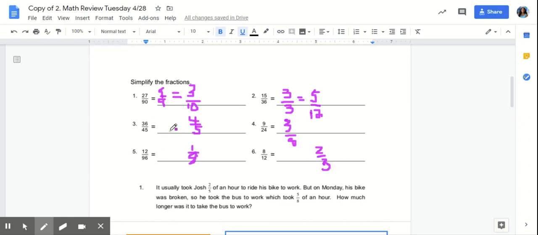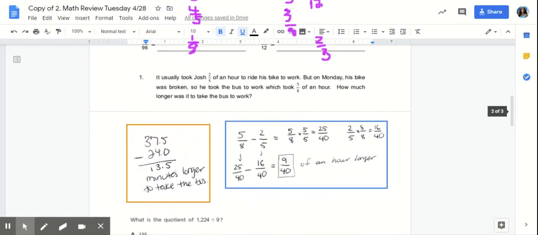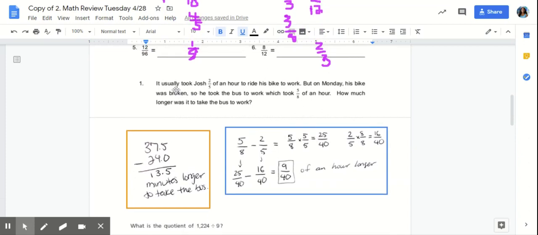Number 3, you should have gotten 4/5. Number 4, 3/8. Number 5, 1/8. And number 6, 2/3. So it usually took Josh 2/5 of an hour to ride his bike to work, but on Monday his bike was broken. So he took the bus to work, which took 5/8 of an hour. How much longer was it to take the bus to work?